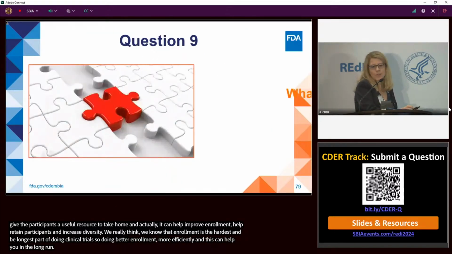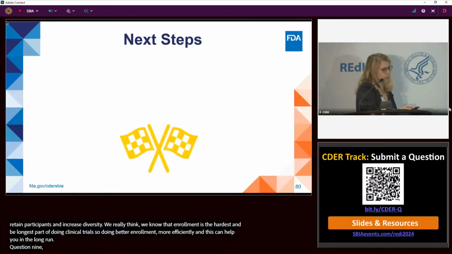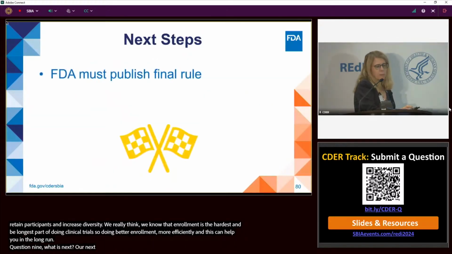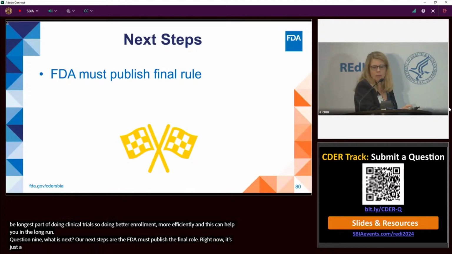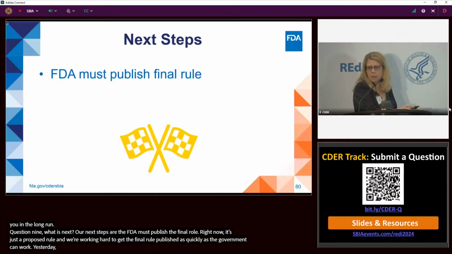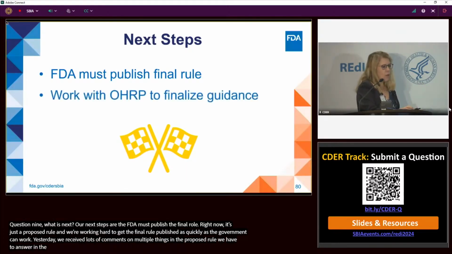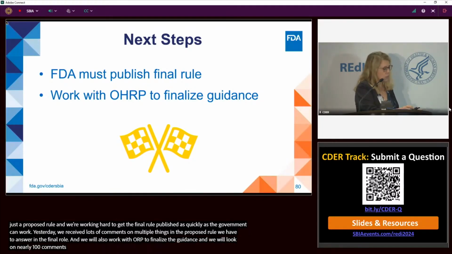Question 9, what's next? Our next steps are that FDA must publish the final rule. Right now, it's just a proposed rule, and we're working hard to get the final rule published as quickly as the government can work, but we're really working hard on it. We also received multiple comments on many things in the proposed rule that we have to answer in the final rule. We also will go ahead and work with OHRP, our sister agency, to finalize the guidance. And we will be looking at the nearly 100 comments that were received on this guidance when it was published in March.